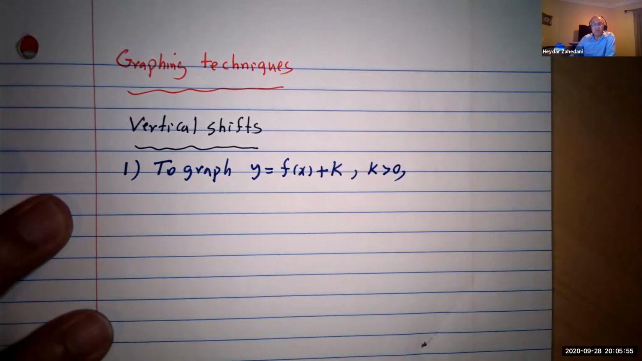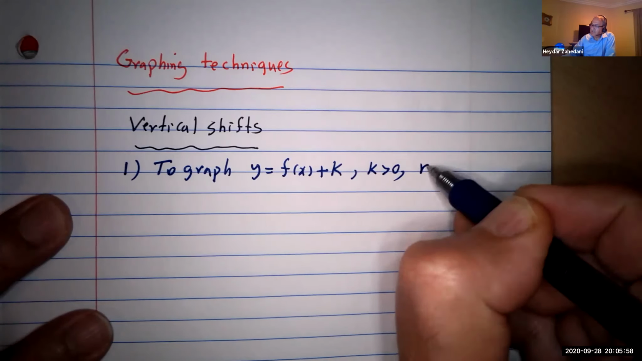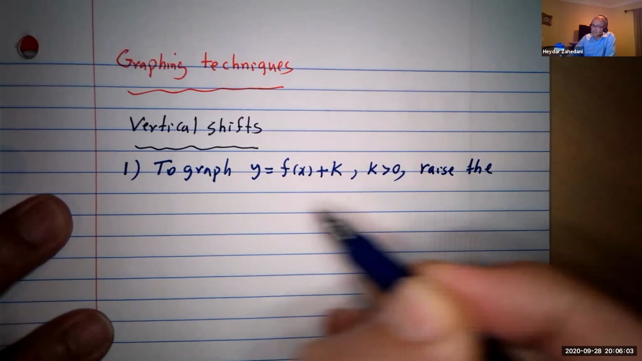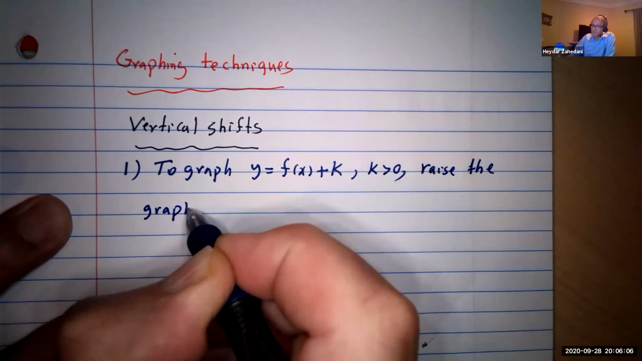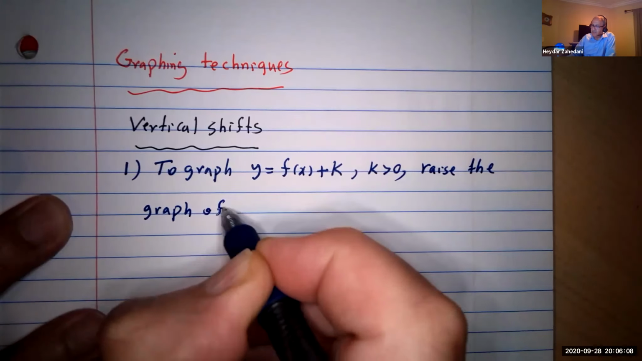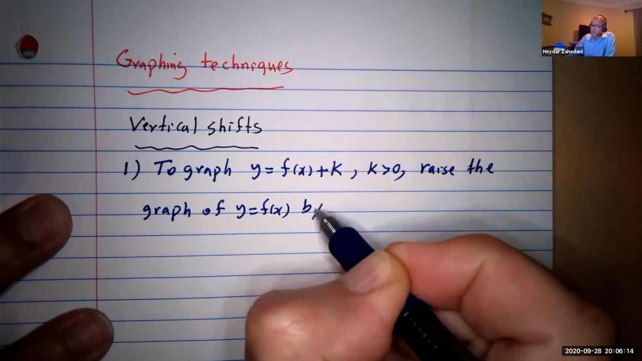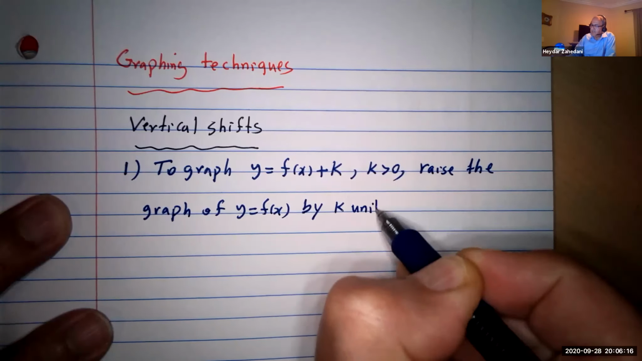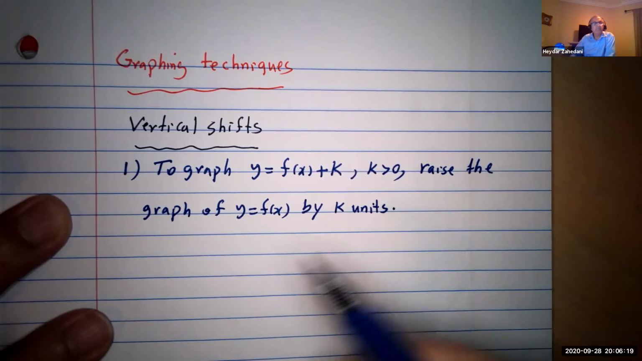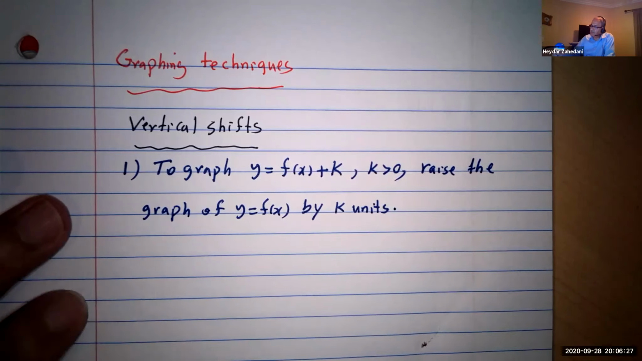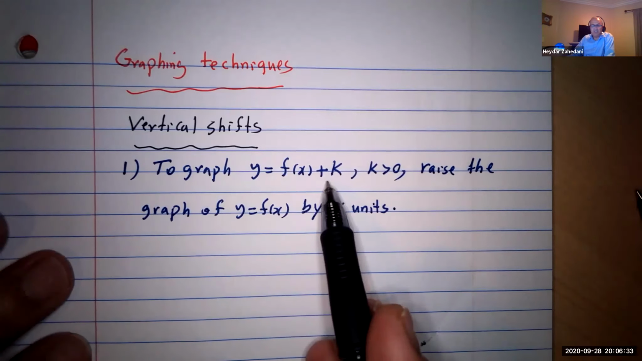So what we're going to do is raise the graph of y equal to f of x by k units. So if you give me y equal to x squared, I can give you y equal to x squared plus 2 by moving up k units. Let me just give you two cases, then I give you an example. So this is f of x plus k. How about f of x minus k?